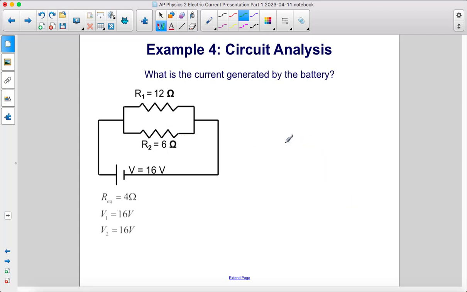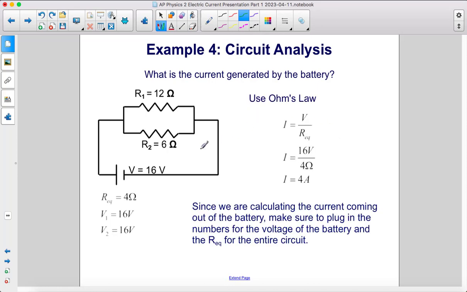What is the current generated by the battery? We can use Ohm's law for the entire circuit. So I equals V over Req, where V is the voltage provided by the battery, and Req is the total equivalent resistance of the entire circuit. So the battery is 16 volts, the equivalent resistance is 4 ohms, which we found earlier. Therefore, the current leaving the battery here is 4 amps.